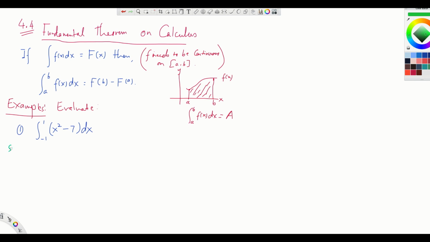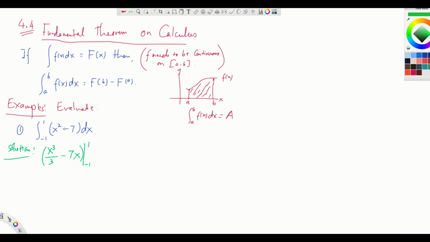Solution. What I'm going to do first is find the integral. What is the integral of x squared? It is x cubed over 3, because it is x to the 2 plus 1 over 2 plus 1. And then minus, what is the integral of 7? It is 7x. But what do we do with this? You write a bracket, then a vertical line, and then write down -1 through 1.